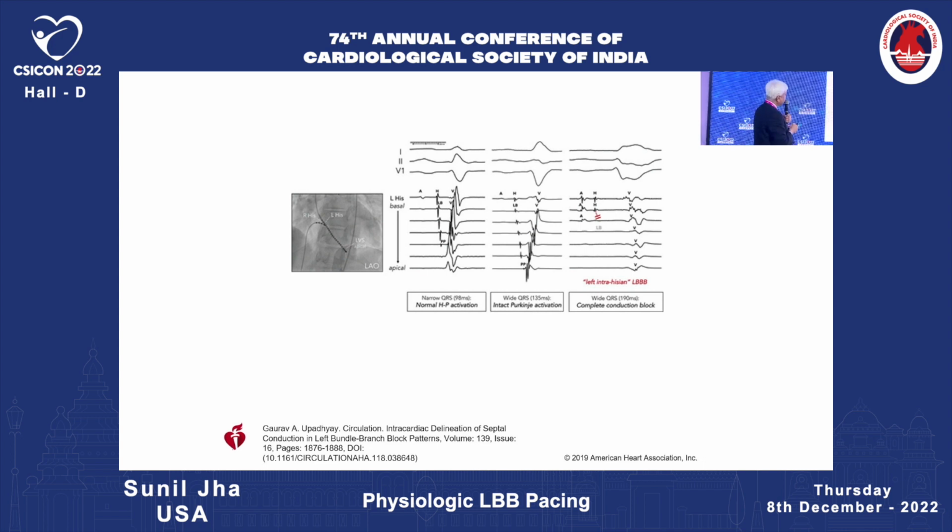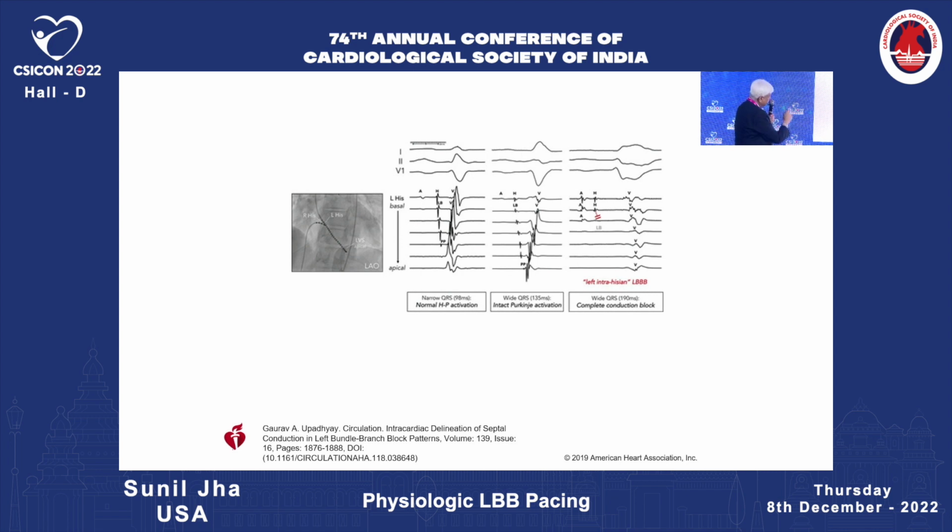Okay? Watch here. When you have the native complex, you have A, His, and V, and then you put that catheter on the left side of the septum, you have H, left bundle potential, left bundle potential. Look at the second complex, which looks like left bundle branch block, but you can call it left intraventricular conduction delay. Still it has H, left bundle potential, left bundle potential. It looks like a normal.